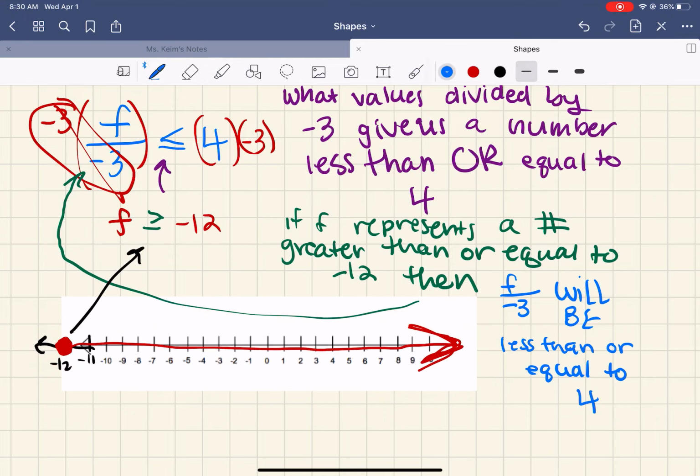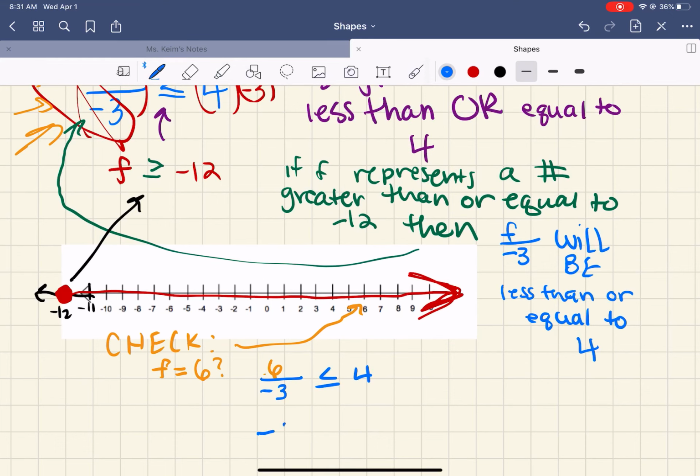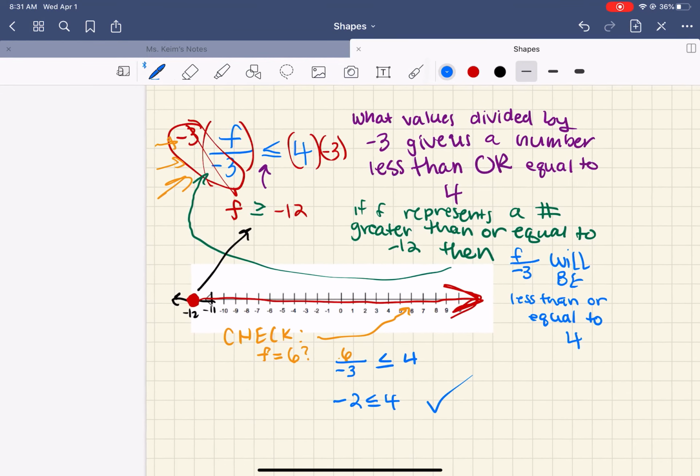So let's check by picking one of those numbers. I'm going to pick 6. So we're going to check our solution set by saying, well, what if f is 6? Let's plug that in to our original inequality. If we put in 6 for f, is 6 divided by -3 less than or equal to 4? Well, 6 divided by -3 is -2. -2 is less than or equal to 4, and we are good to go.